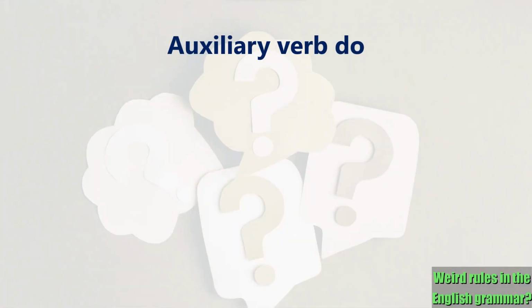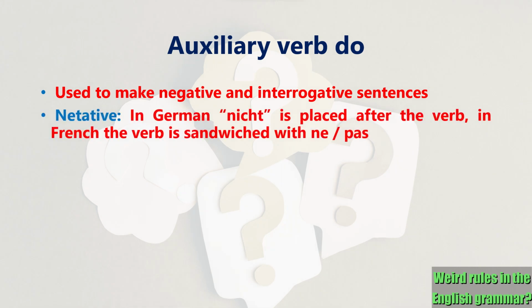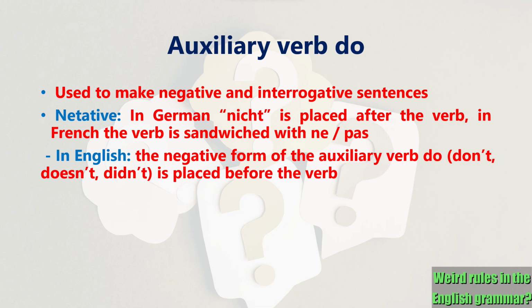Another characteristic of English compared to other European languages is the use of the auxiliary verb, do, when making negative and interrogative sentences with general verbs. In German, nicht is placed after the verb, and in French, the verb is sandwiched with ne and pas. But in English, the negative form of the auxiliary verb do, namely don't, doesn't, and didn't, is placed before the verb.